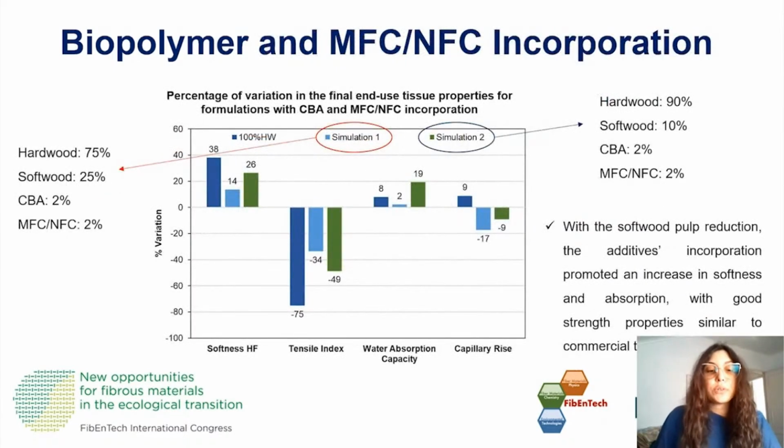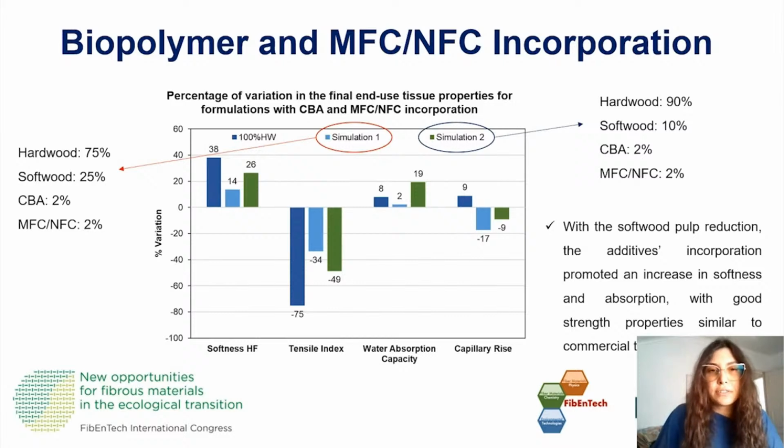Sim tissue also allows incorporating two additives in the formulations at the same time. The simulations were carried out to study the effect of combining two additives on tissue properties and to study their implication in softwood pulp reduction. These figures present the percentage of variation in the final end-use tissue properties for formulations with biopolymer and micro-nanofibrillated cellulose.